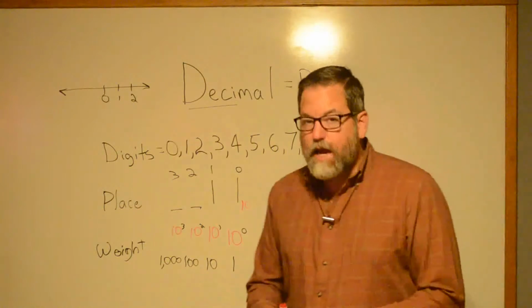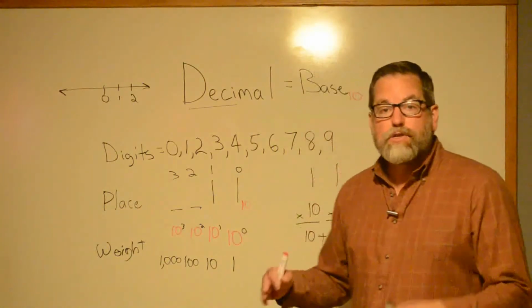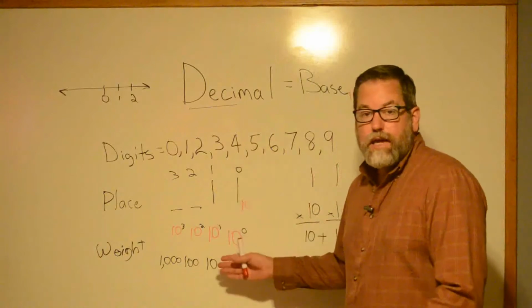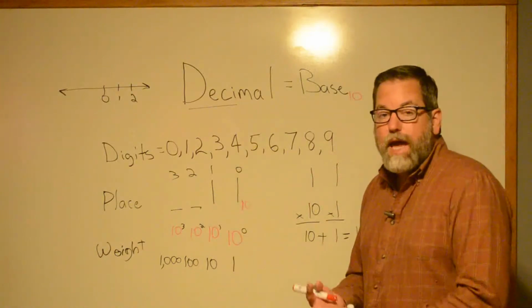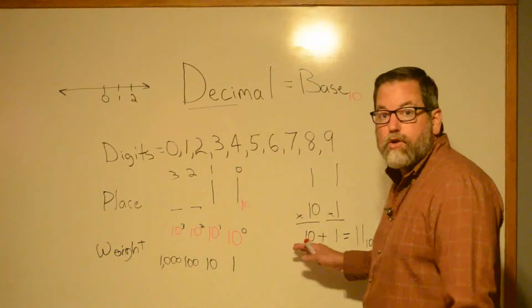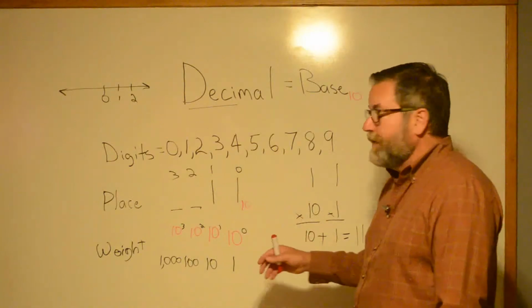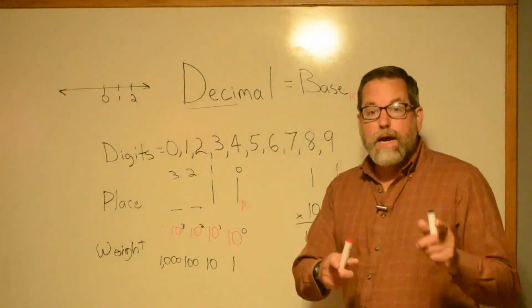Okay? So that's how we actually can take the digits in the base and calculate the individual weights and the ultimate value of that number. Okay, so next we're going to look at the binary number system.